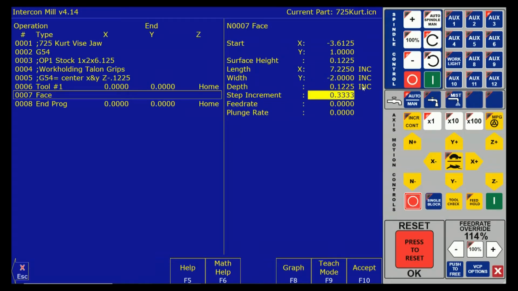Okay, 0.333, that is 1/3. Then I can take that 1/3. Notice I can do math in these boxes. Isn't that cool? I'm going to take this and multiply it times 2. So there's 2/3.